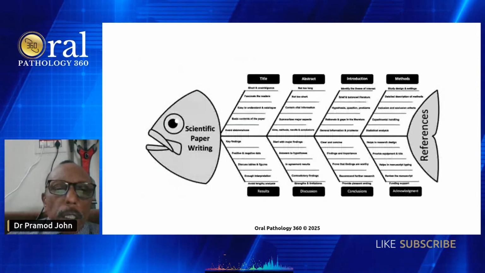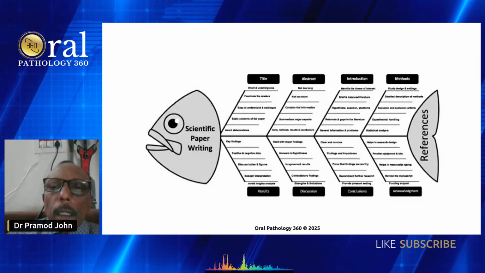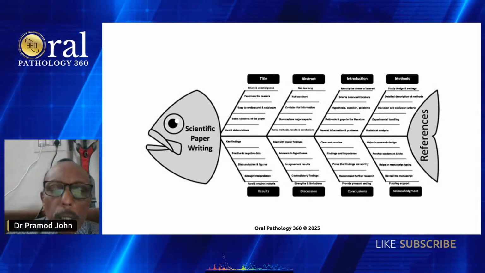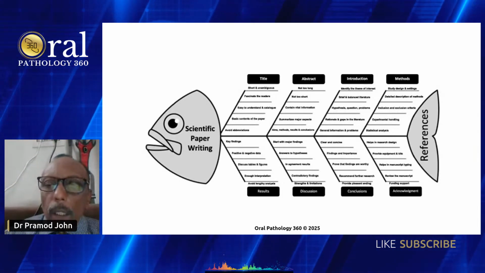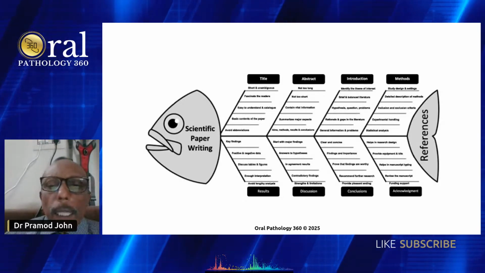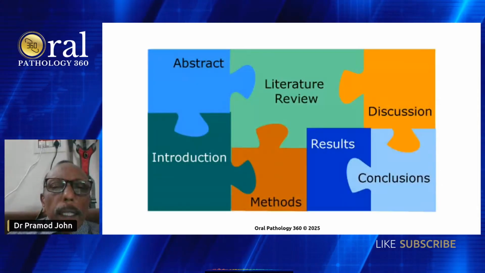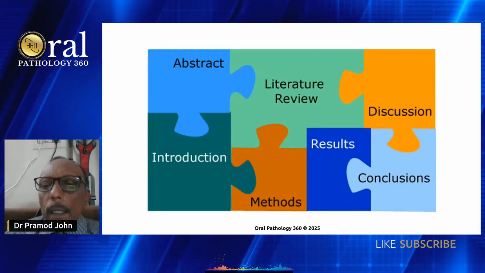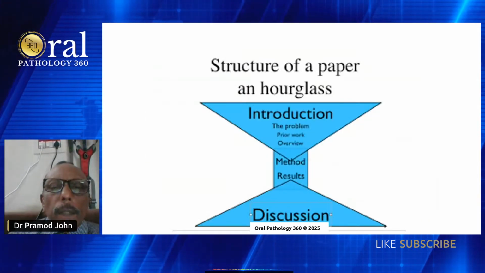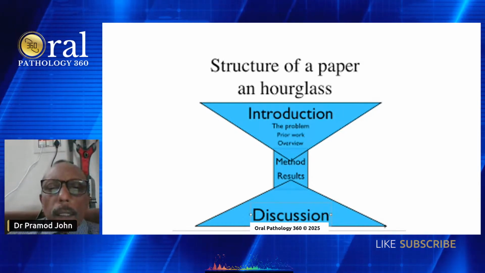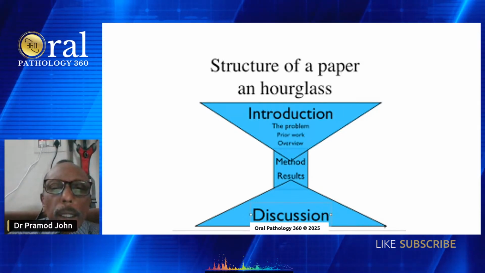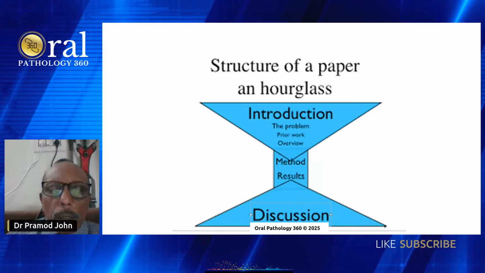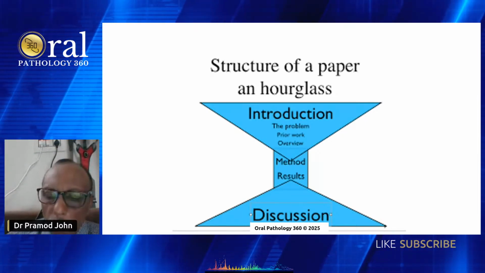So if it is a fish, if you imagine a fish, these are the contents of your paper: title, abstract, introduction, methods, results, discussion, conclusions, and acknowledgement. And at the end, you need to write the references. And if it's a jigsaw puzzle, it will be like this: abstract, introduction, literature review, methods, results, discussion, conclusion. If it is an hourglass, it is like this. The introduction and the discussion will occupy the major part, and in the middle come the methods and results.